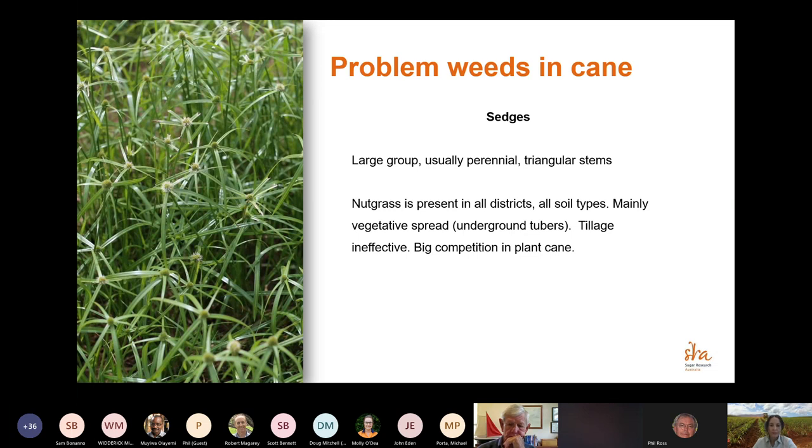It mainly reproduces using vegetative spread and its underground tubers or nuts, which means that tillage is often ineffective because it tends to cut the chain of tubers and spread tubers all over the field and make the problem worse in the following years.